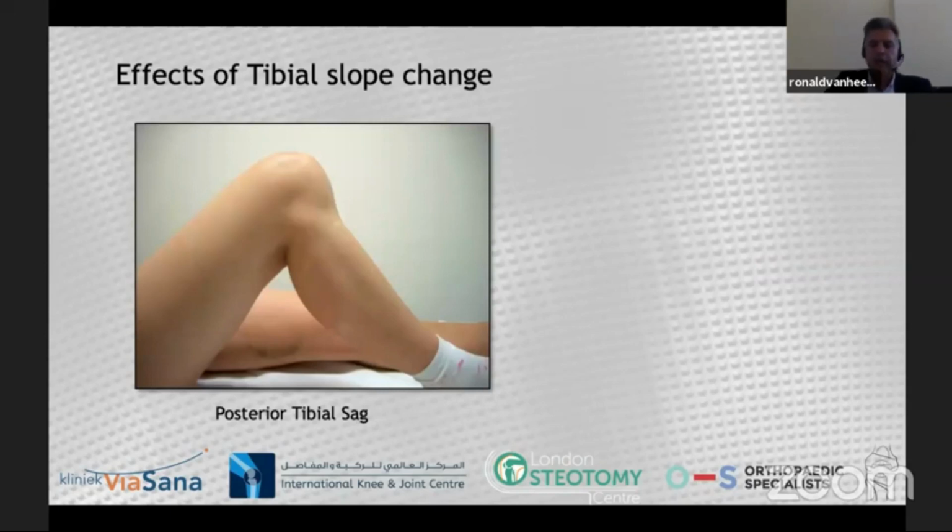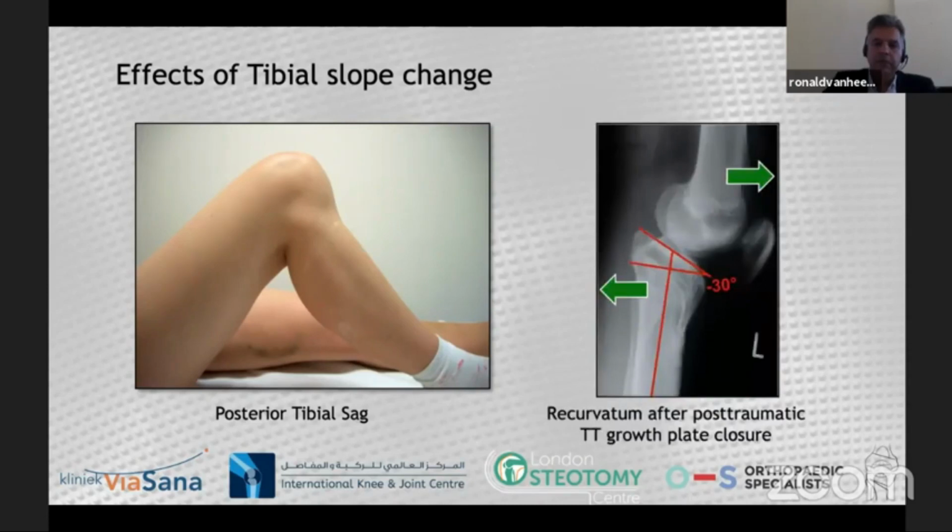Now look at this leg, and I first showed this picture, I will never forget that, in a talk at ESSKA 2010. This was a talk on failed posterior cruciate ligament reconstructions. And I was just the odd duck at the end of the session. And I said, well, we all know this is a posterior tibial sag, and they're all ligament surgeons there in the room. But I said, this posterior cruciate ligament is totally normal. And then the room went quiet because I showed them this picture.